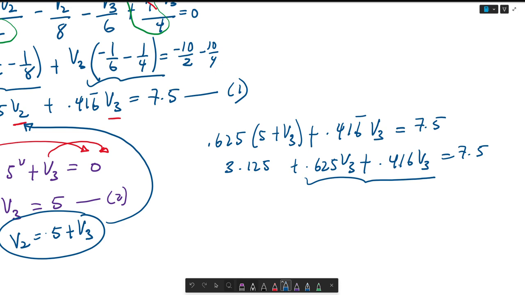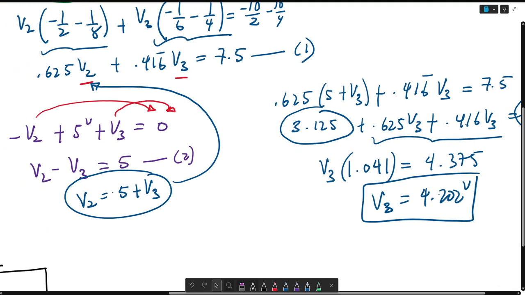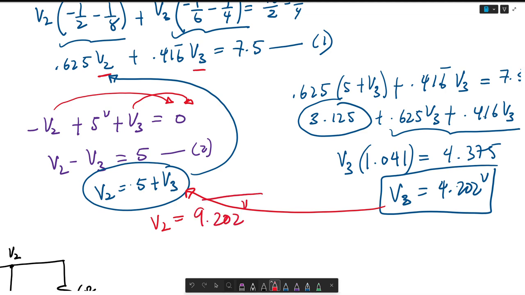If you add these two up, you get 1.041 V3 on this side. If you subtract 3.125 from 7.5, you're left with 4.375. Oh, sorry, the V3 is on this side. As a result, V3 is equal to 4.202 volts. So this is your answer for V3. We can go ahead and plug this into here, and V2 is equal to 9.202 volts.